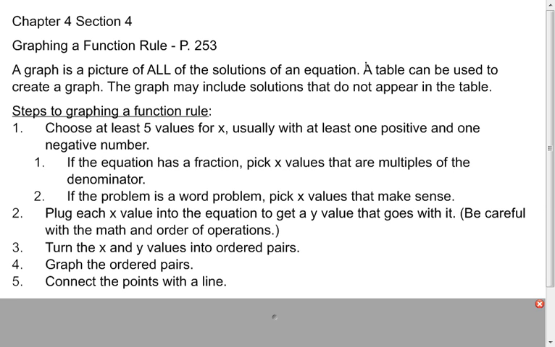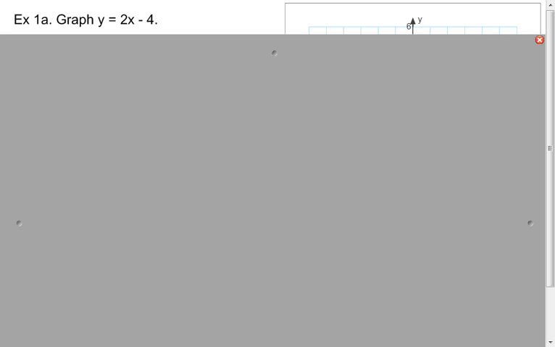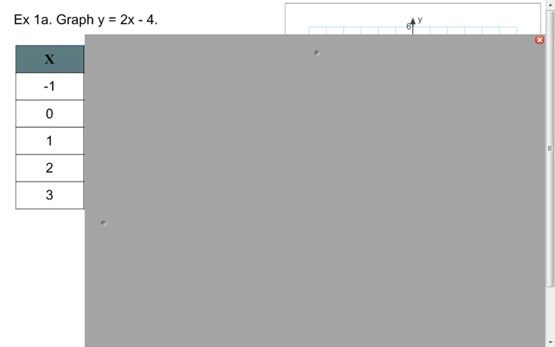Let's see how that would work in a problem. Example 1a, graph y equals 2x minus 4. Okay, so first I need to pick some x values. There's a total of 5 x values there. At least one of them is negative, at least one of them is positive. Okay, and I picked numbers that were pretty close to 0. I only used one negative number because I don't like dealing with negative numbers. Okay, I like positive numbers better, so I used more positive numbers.